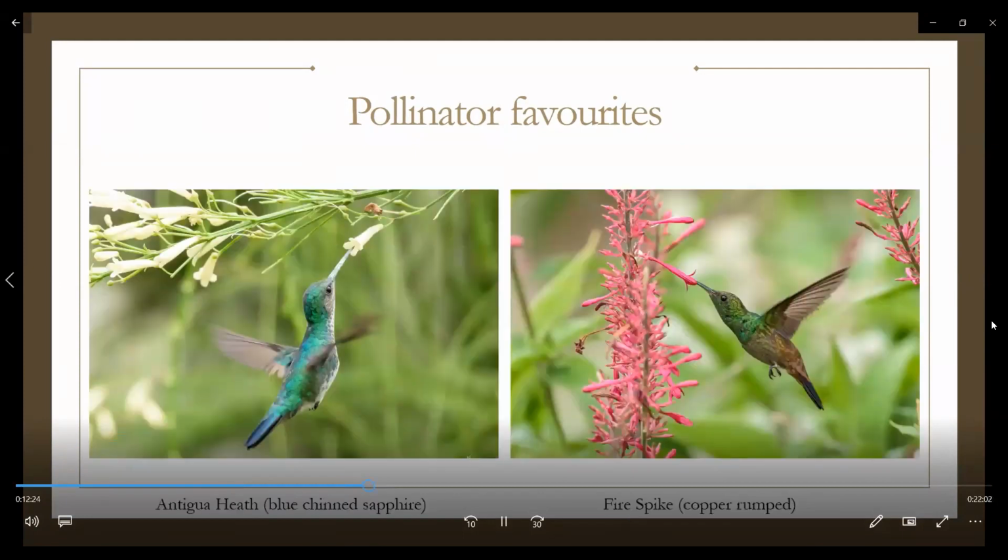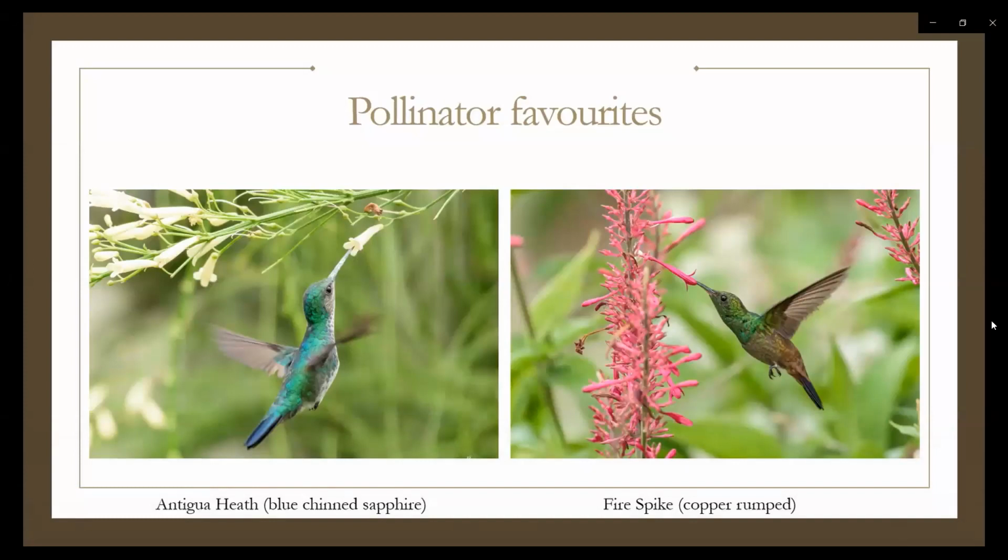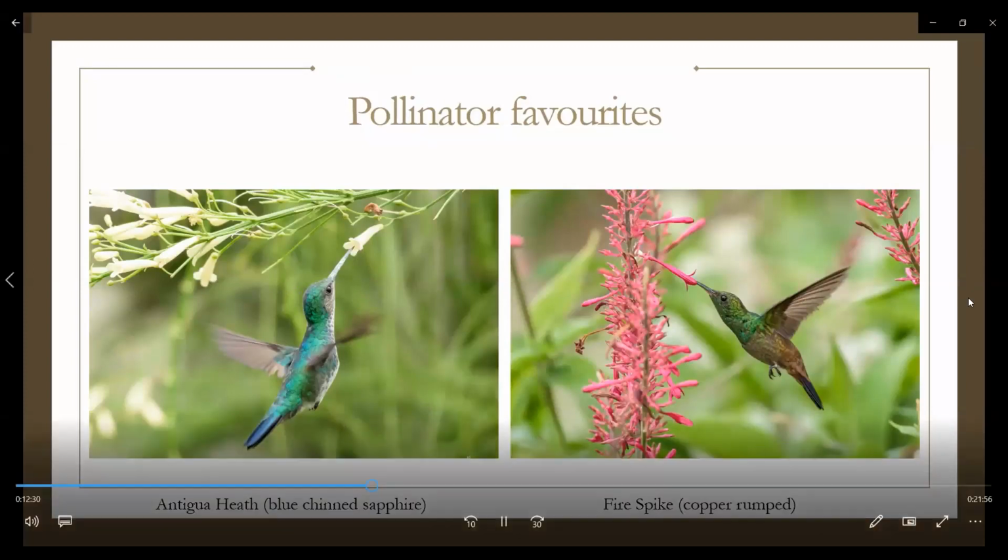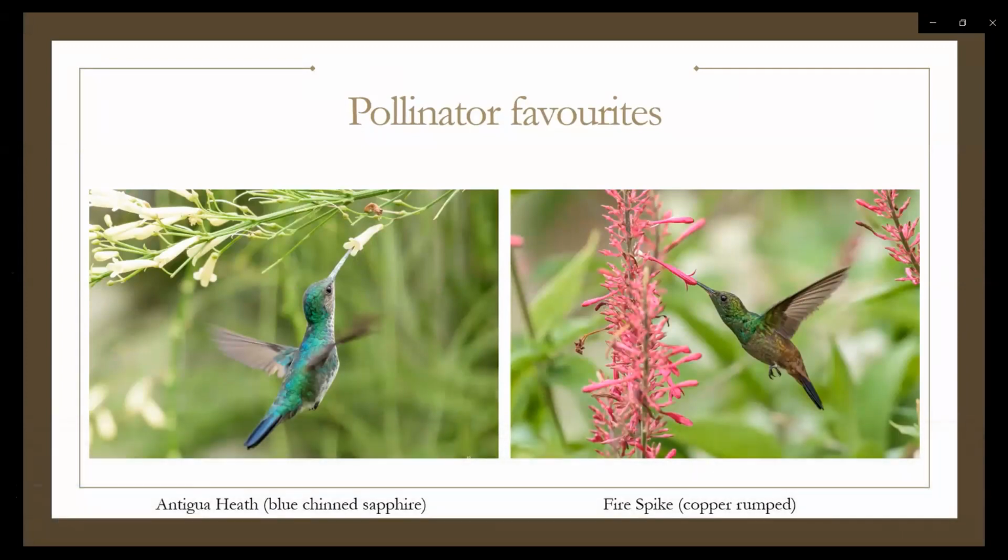Another favourite plant of mine in the garden is the Antigua heath. Now you can see it in the picture here, a cream one, and my hummingbirds absolutely love that, particularly the blue-chinned sapphires, the ruby topaz love it, and also the copper-rumps. So I have that colour, I have a peach one, I have a red one. They grow quite prolifically, they do like quite a bit of water, and they seed themselves and send out new plants quite easily.